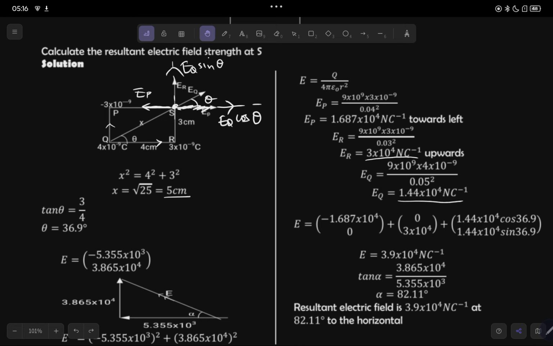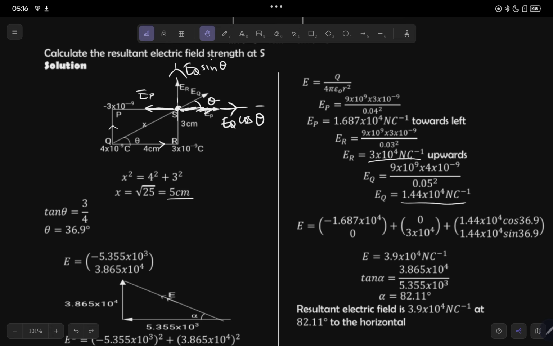Entirely horizontal, it was the EP but negative. So EP is negative and is entirely horizontal. That's why you see here it has a zero vertical intensity. Then ER is entirely vertical and is pointing upwards. It is positive here. It has a zero horizontal component. EQ has two components. EQ sin theta is upward and positive is here. Then EQ cos theta is horizontal and pointing towards the right, so it is positive and is here.